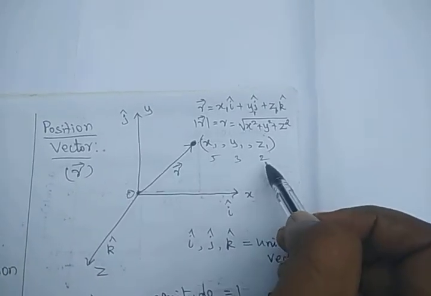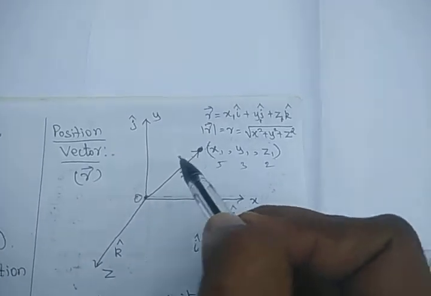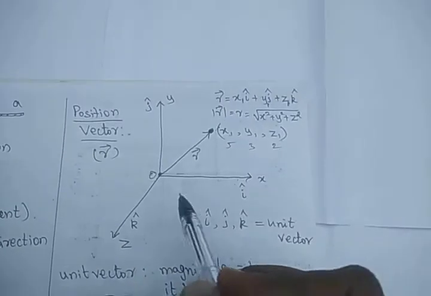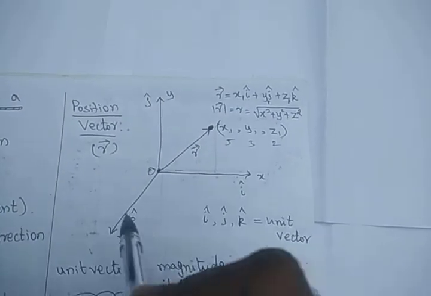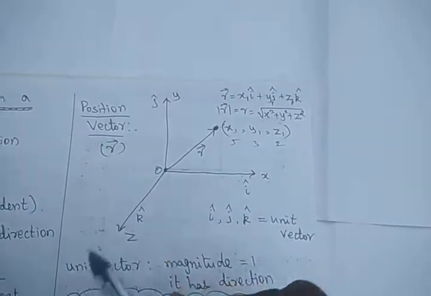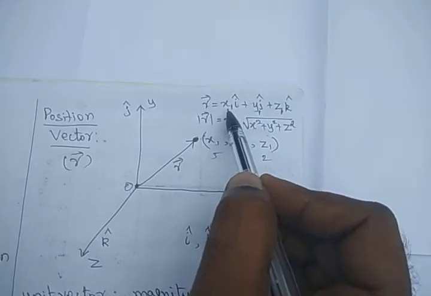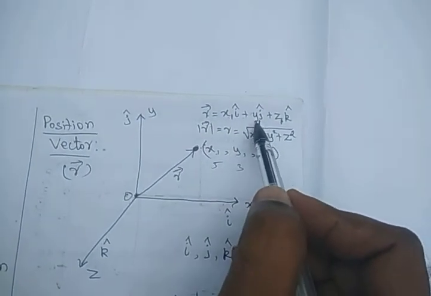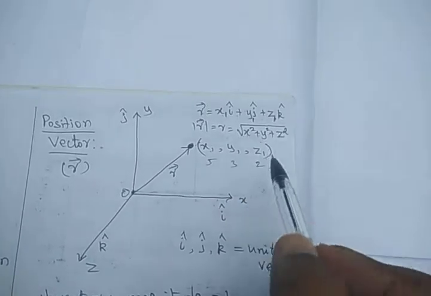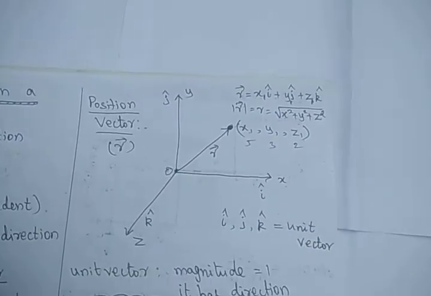So 5, 3, 2 are the coordinates which represent the position of the body. If you convert the x-axis, y-axis and z-axis into vector coordinates, they become i, j and k. So how can we represent the position of the body? R vector is equal to x1 i cap plus y1 j cap plus z1 k cap. Just multiply with the unit vectors and add. This r vector is called the position vector.